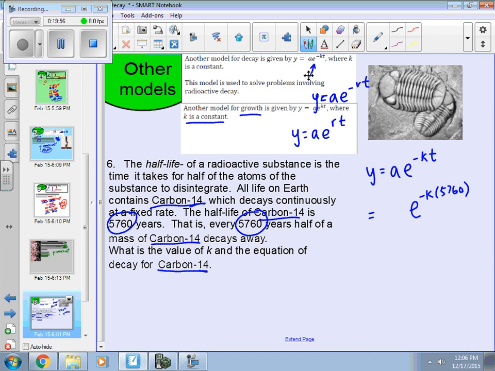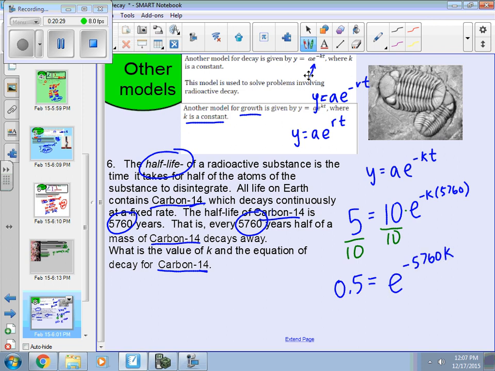Let's just say we had started with 10 of carbon-14. Well, we want to know how long until we have half. That's what half-life means. How long until half of it's left? Well, what is half of 10? 5. Okay, now watch what happens when we solve this. We would have to divide both sides by 10 here. And when we divide by 10, the left side is going to turn into 0.5 or half.